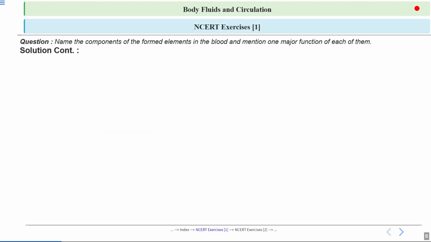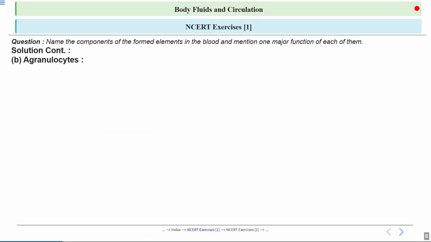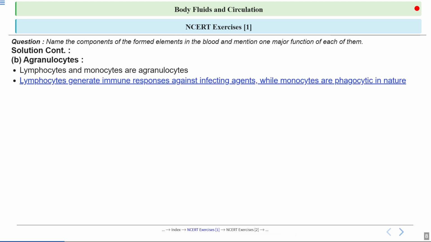Now let's continue with the discussion. Next one is the agranulocytes. These are a type of white blood cells that lack visible granules in their cytoplasm. Agranulocytes include lymphocytes and monocytes. Lymphocytes are responsible for immune response, while monocytes help by engulfing and digesting the foreign particles. So lymphocytes act like the body's defense strategists, organizing attacks against invaders, while monocytes are like the cleanup crew, removing harmful substances through phagocytosis.